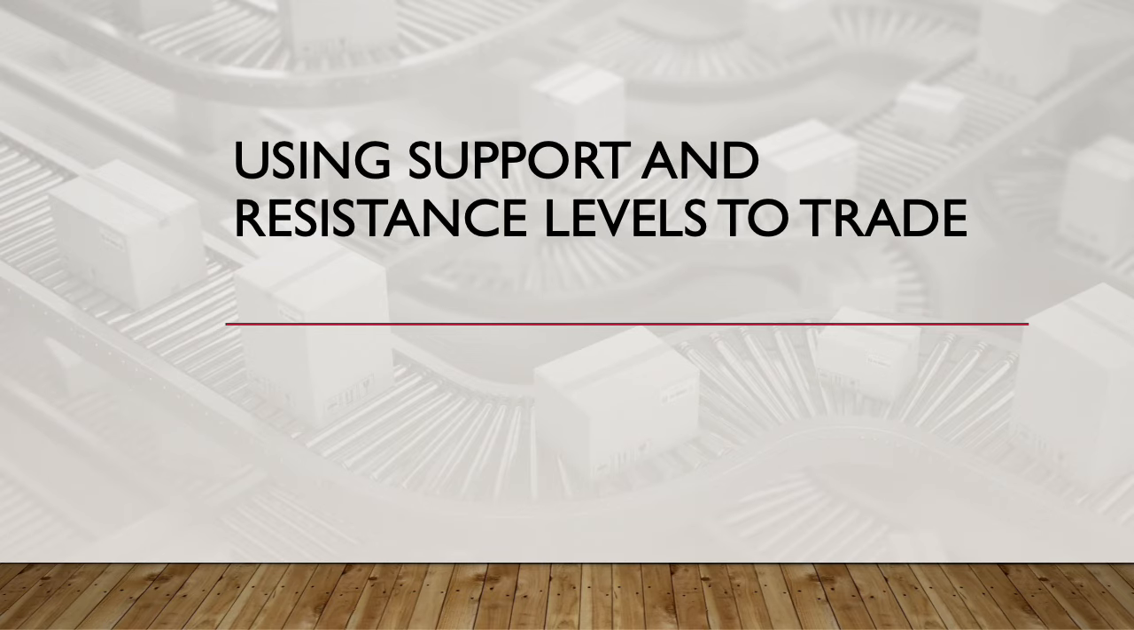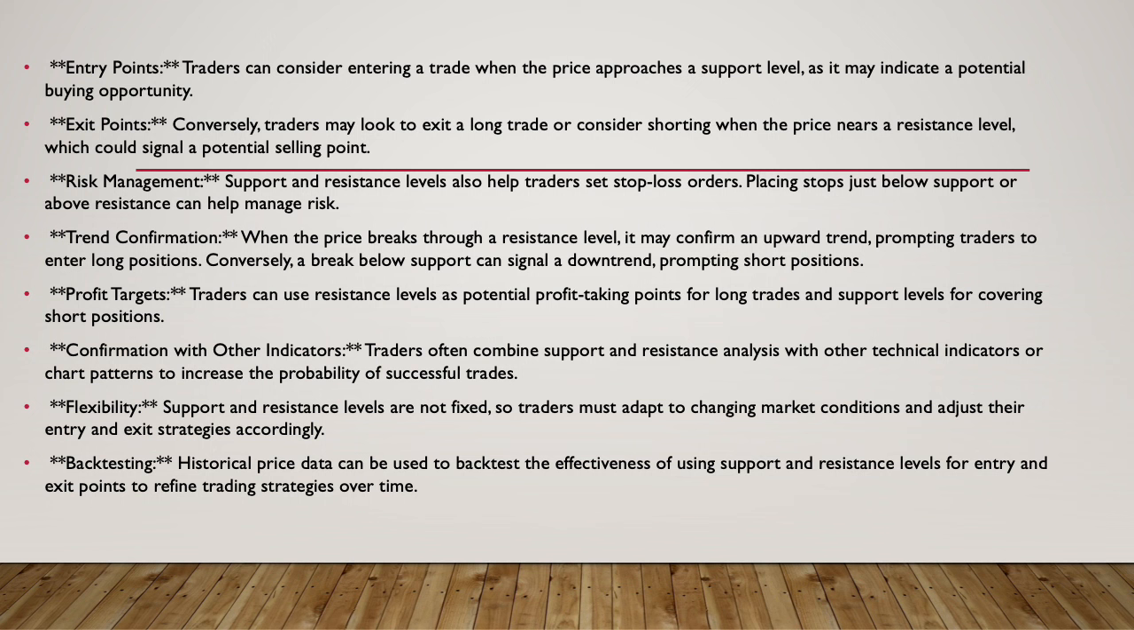Using support and resistance levels to trade. Entry points: traders can consider entering a trade when the price approaches a support level. It may indicate a potential buying opportunity. Exit points: conversely, traders may look to exit long trades or consider shorting when the price nears a resistance level, which could signal a potential selling point. Risk management: support and resistance levels also help traders set stop loss orders. Placing stops below support or above resistance can help manage risk.